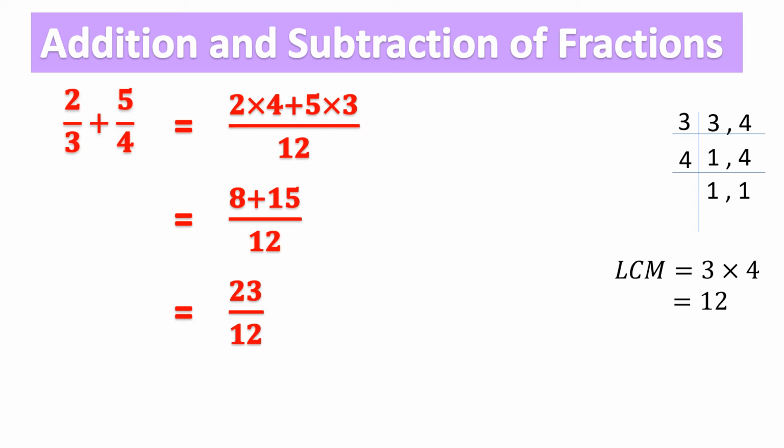First, I need to look at the denominators. So our denominator is 3 and 4. Then I take the LCM of that denominator, right? So what is the LCM? 12. So I write the LCM here, okay? Now the next step is very, very important. So listen carefully.